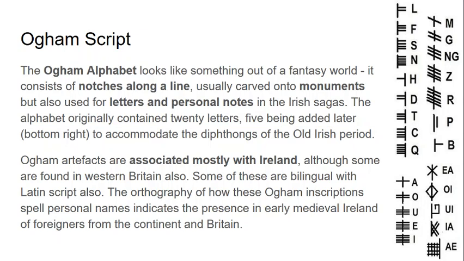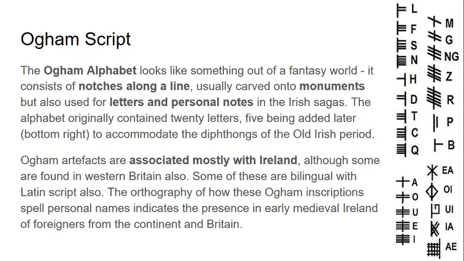Ogham artifacts are mostly associated with Ireland, although some are found in Western Britain as well. Some of these are bilingual and they contain Latin inscriptions as well, and also writing in the Latin script. And the orthography of these Ogham inscriptions can indicate elements of population demographics in early medieval Ireland. So for instance, the presence in early medieval Ireland of people with weird names, or whose names are written in a strange way, can indicate that this person has come from abroad and is introducing foreign sounds into Ireland, basically.